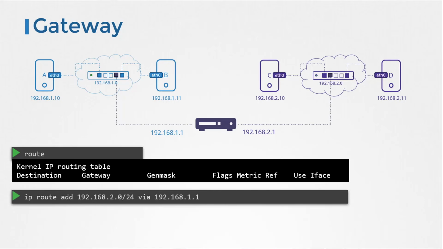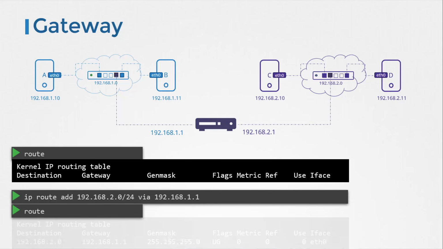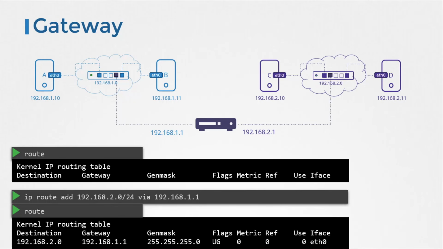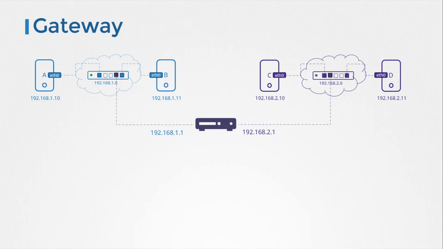To configure a gateway on System B to reach the systems on network 192.168.2.0, run the ip route add command and specify that you can reach the 192.168.2.0 network through the door or gateway at 192.168.1.1. Running the route command again shows that we have a route added to reach the 192.168.2.0 network through the router.